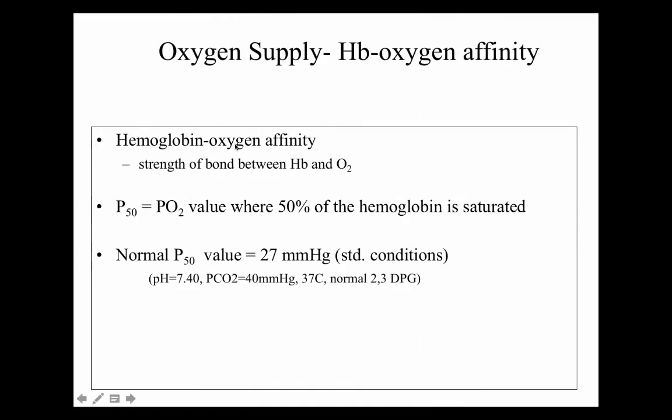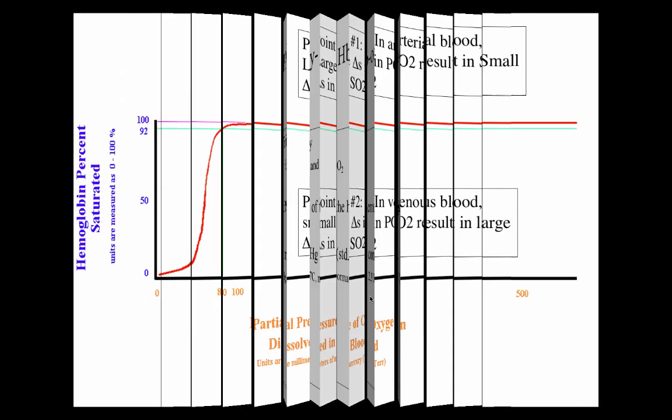So the hemoglobin and oxygen affinity is the strength of the bond between hemoglobin and oxygen. So normal P50, the PO2 where the saturation is 50%, is 27, and this is at some standard conditions, which is normal pH, normal CO2 levels, normal temperature, and a normal 2,3 DPG.